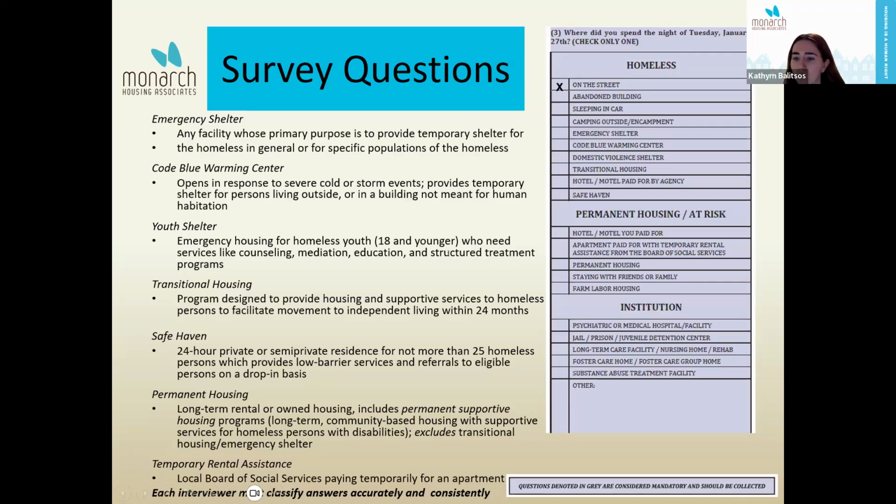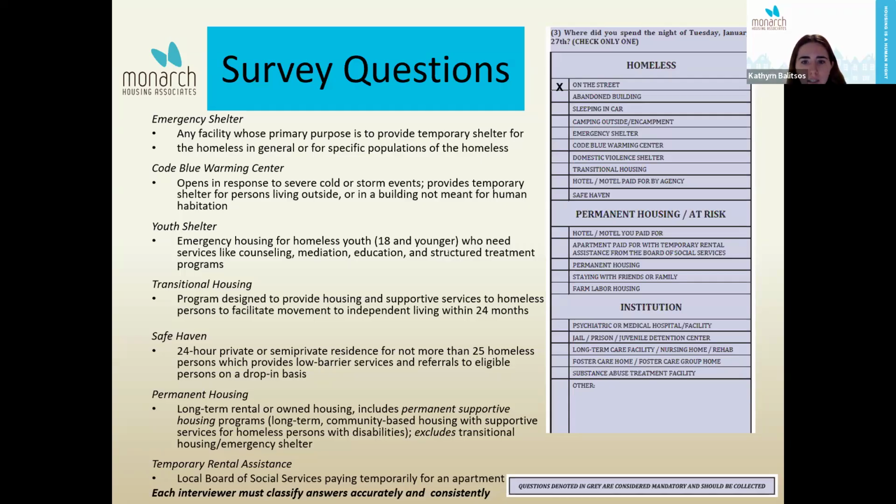If they say they're staying in a hotel motel, you need to ask who's paying for it, because that really does differ. If it's paid for by an agency, they're considered homeless. If they're paying for it themselves, then they're more at risk of homelessness, not considered homeless.